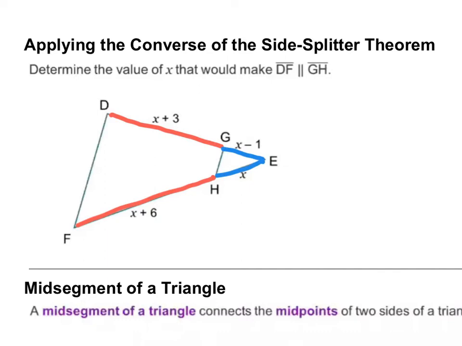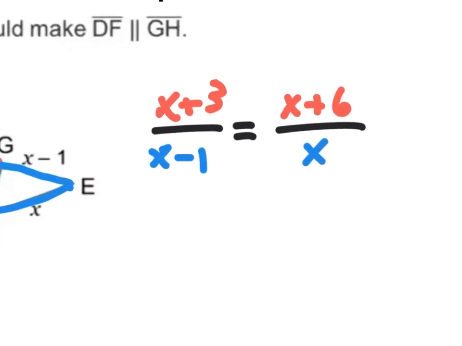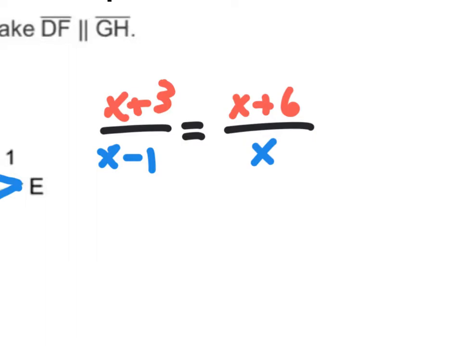So I'm going to take x plus 3 and divide it by x minus 1, and then set that equal to x plus 6 divided by x. Now I need to solve this for x. I need to cross multiply. This is where just cross multiplying and dividing doesn't really work; you need to actually set up an equation. So I'm going to cross multiply these two.